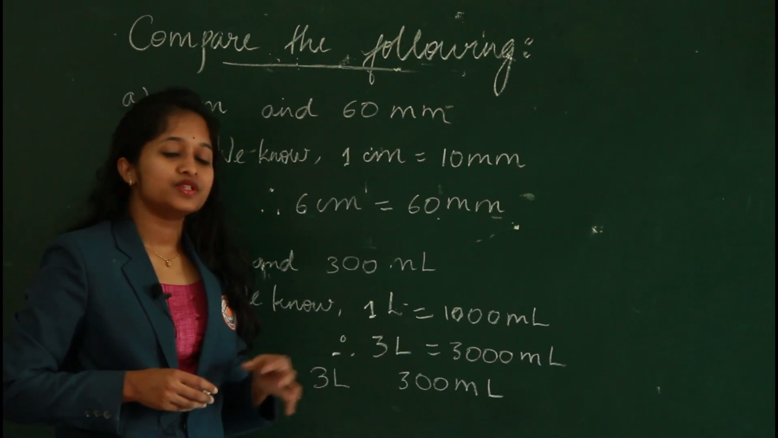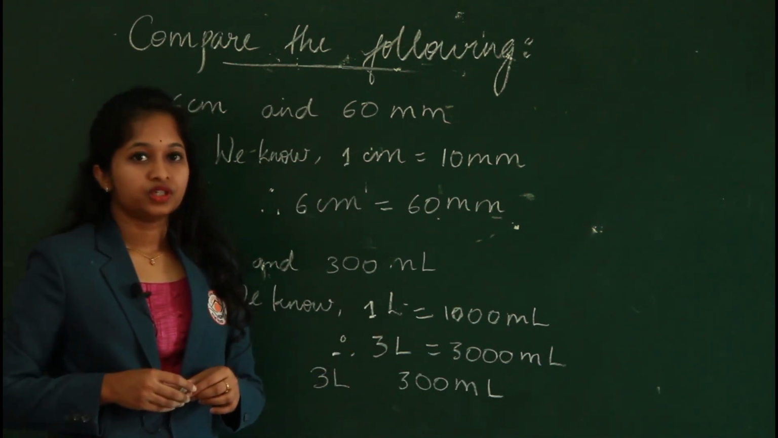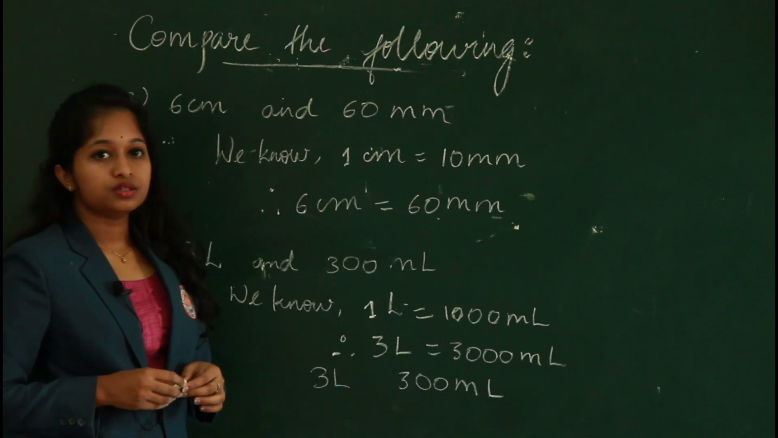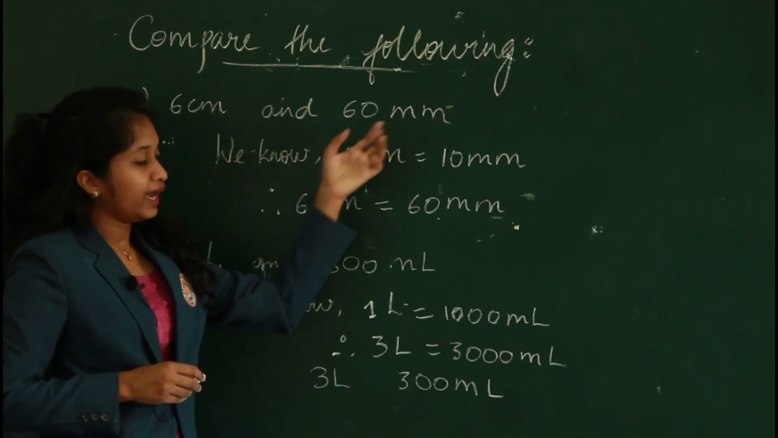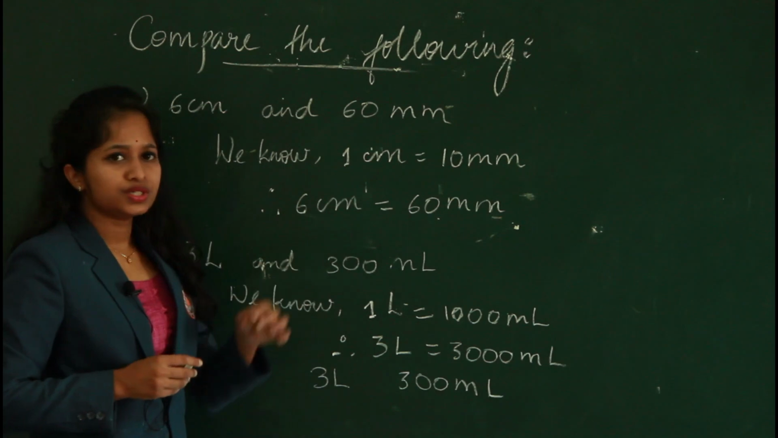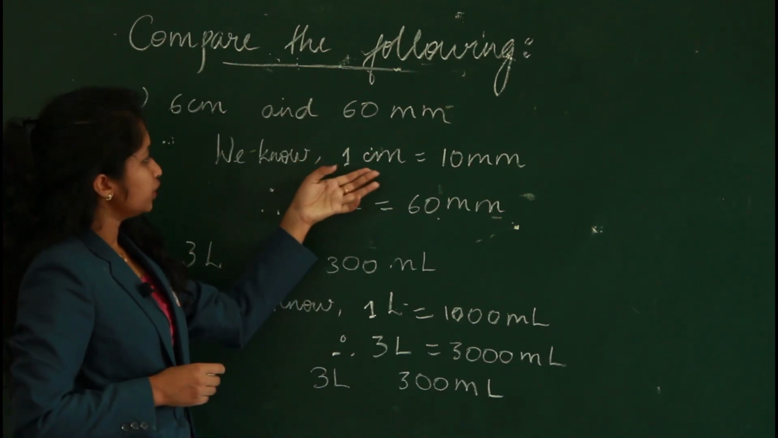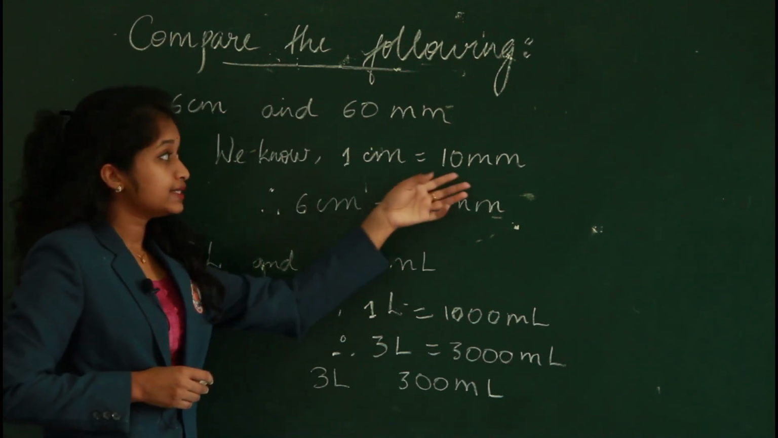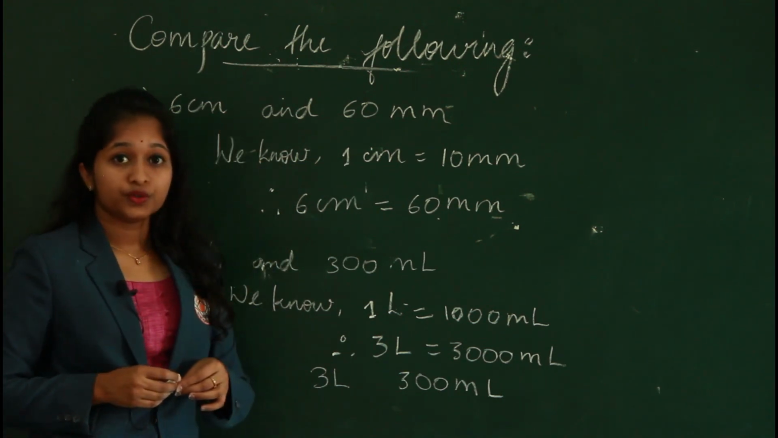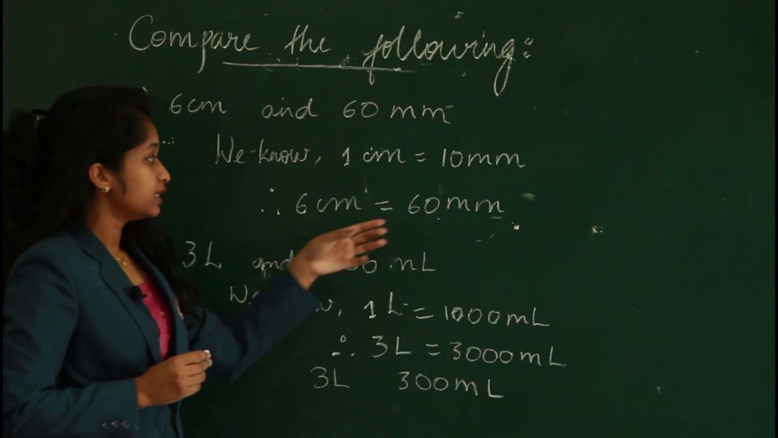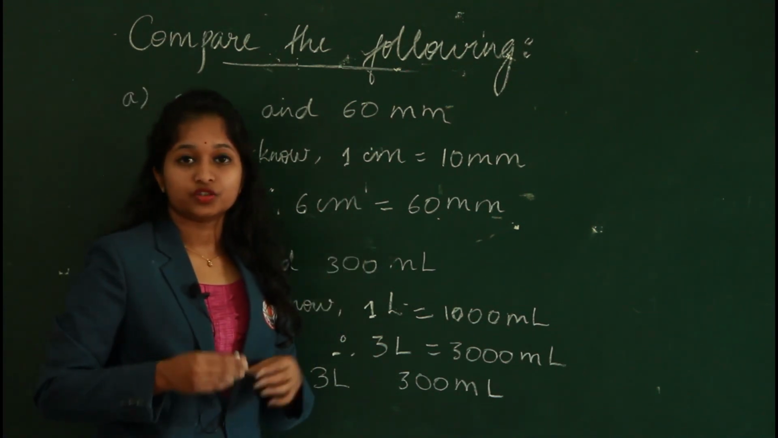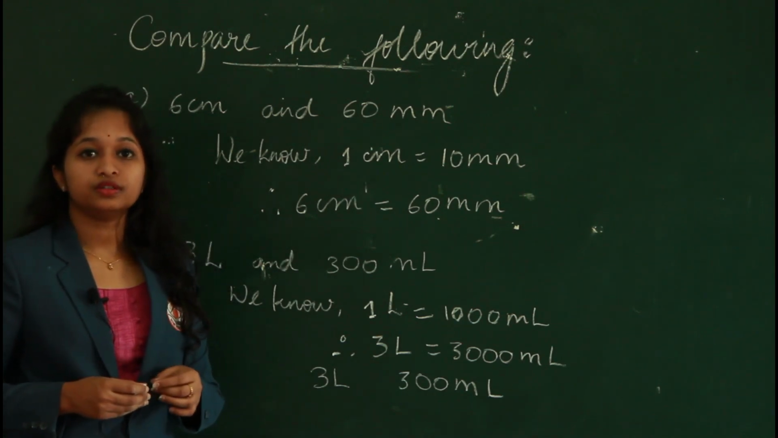Let's move on to some examples of comparing two different quantities. For that, we have to make the unit same. First example is to compare 6 centimeter and 60 millimeter. So we have to make the unit same. Let us make both the units as millimeter. So we know that 1 centimeter is 10 millimeter. If 1 centimeter is 10 millimeter, what is 6 centimeter equal to? 6 into 10, that is 60 millimeter. So we got the answer. 6 centimeter is 60 millimeter. So 6 centimeter and 60 millimeter is equal.